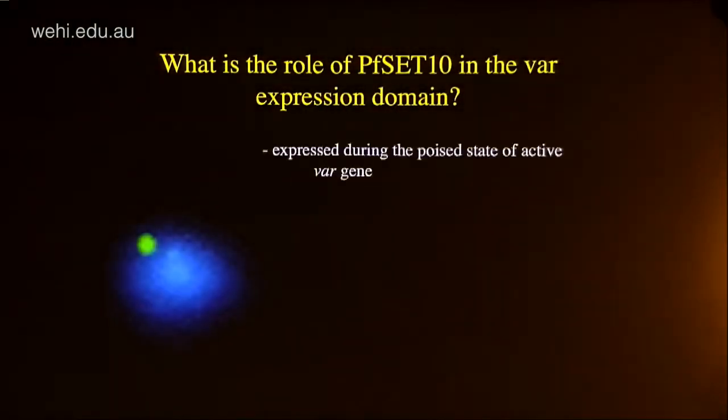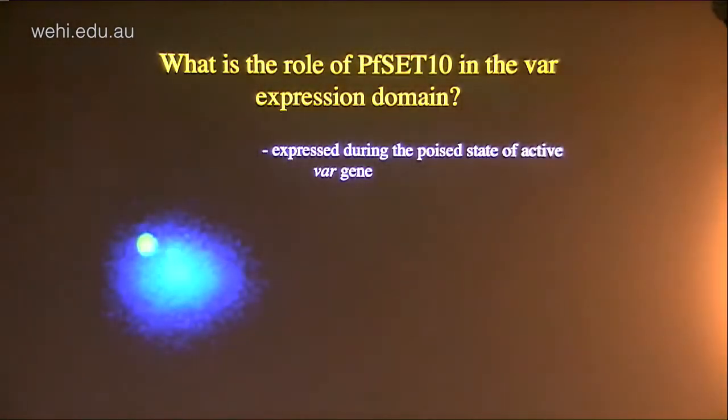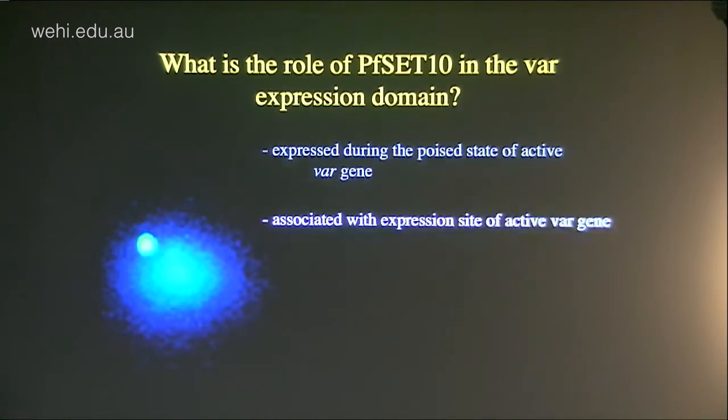What is it actually doing? And I won't go into the data that suggests what it's doing. What I'll do is just describe what we believe it's doing. Firstly, it's expressed during a poised state of the active VAR gene. So it's not expressed during the transcription of the active VAR gene, but it comes on as that transcription stops. And then it remains on whilst it's in its poised state.